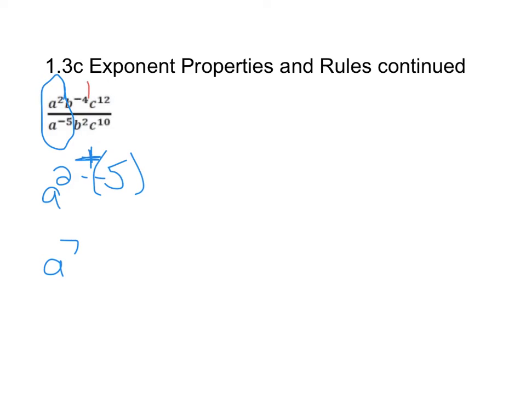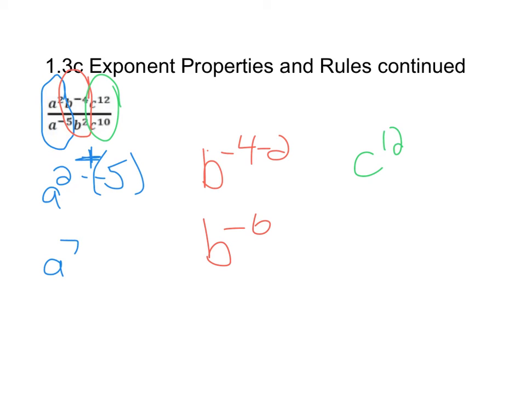When we look at the b's, what we're going to look at here is, again, subtraction. So now we have a negative 4 minus 2, and that gives you b to the negative 6. If we look at the c, we are going to see that that is c to the 12th minus the 10. So our c is going to be c squared.